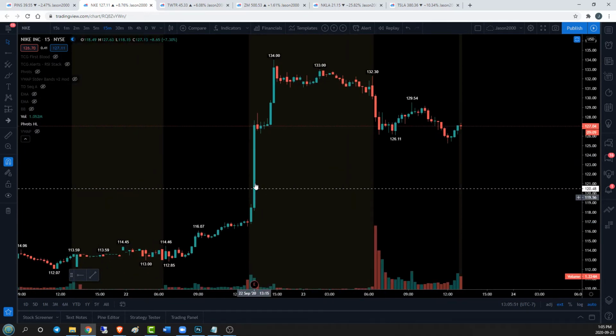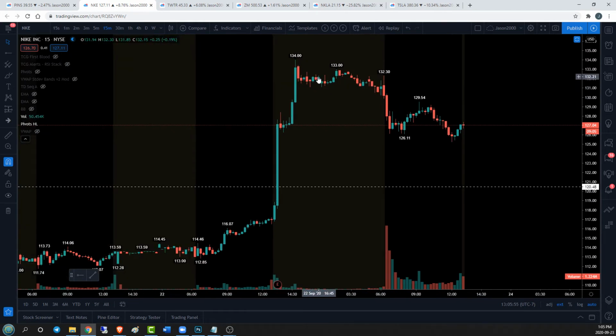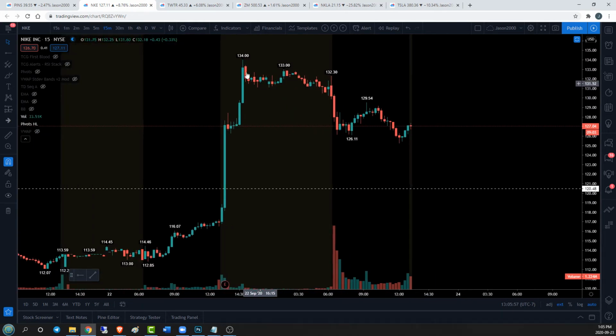There is that after hours jump, a nice bull flag, 134, 15-minute higher lows. No, 15-minute lower highs and lower lows. We can see that by our 134, our 133, our 132.30. Finally, we see our profit taking into the beginning of the day.